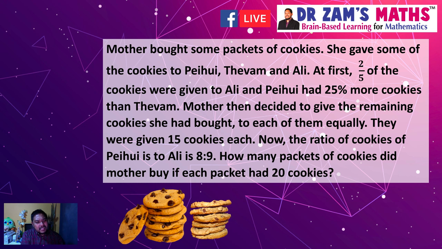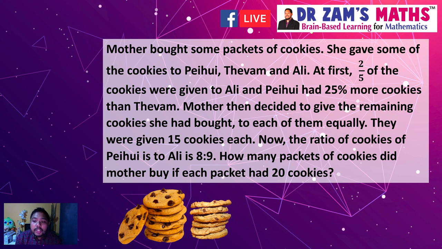Okay, it's okay, right? So basically, mother bought some packets of cookies. She gave some of the cookies to Peihui, Thevam and Ali. At first, 2/5 of the cookies were given to Ali, and Peihui had 25% more cookies than Thevam. Mother then decided to give the remaining cookies she had bought to each of them equally. They were given 15 cookies each.